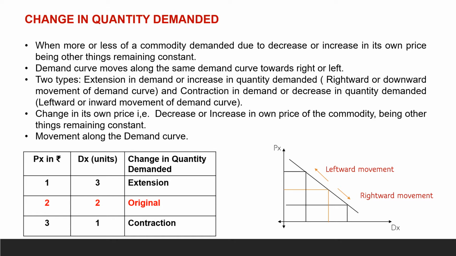The demand curve moves along the same demand curve towards right or left. So there is no new demand curve. It is the same demand curve. When price decreases, it moves downward. When price increases, it moves upward. We have already discussed the two types: extension in demand or increase in quantity demanded, that is rightward or downward movement along the demand curve, and decrease in quantity demanded or contraction in demand, that is leftward.